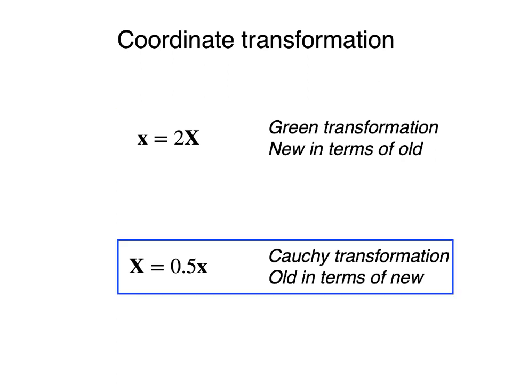The second equation gives the position of a point in the past, given its present position. Austin City is today 240 kilometers from Carson City and, by this equation, it was 120 kilometers from Carson City before the extension. This equation is called a Cauchy transformation. It gives the old position of the point in terms of its new position.